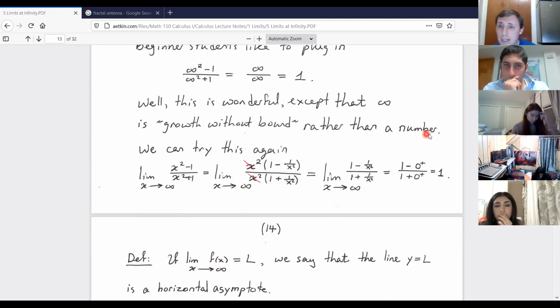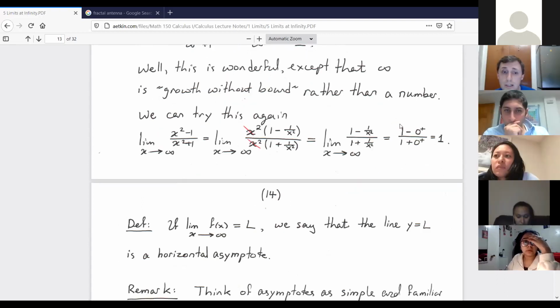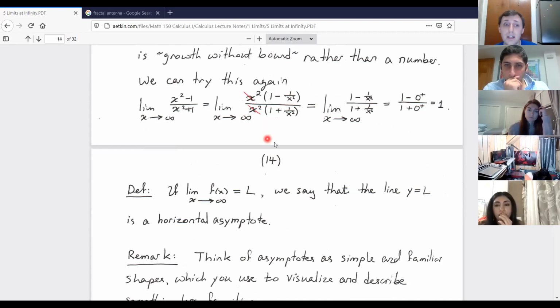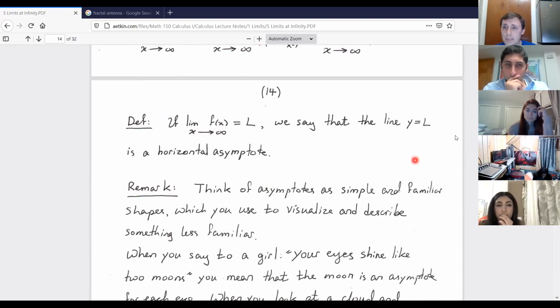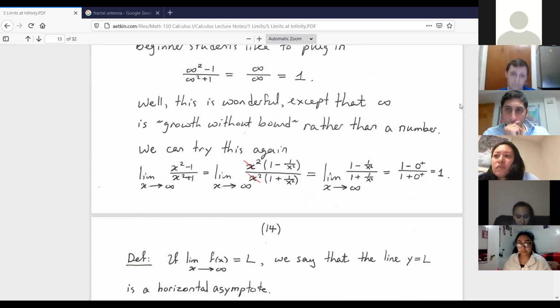And now, at this stage, we make a definition, guys. Let's see if you use this word, but maybe you never thought about what asymptotes are. So if we have that the limit as x goes to infinity equals some number L, we say that the line y equals L is a horizontal asymptote. And what are asymptotes? Does anybody remember what asymptotes are? Would anybody like to say before I explain what they are?